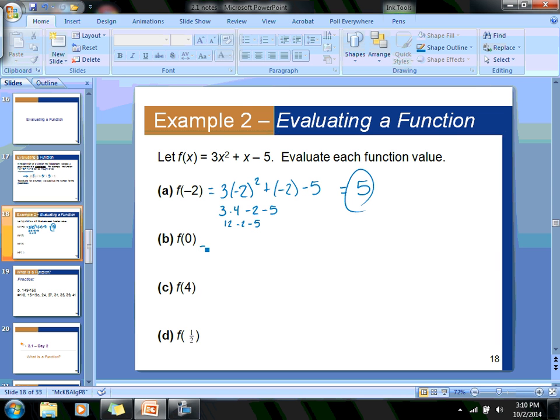F of 0, that should be very straightforward, to plug 0 into this function, or substitute 0 into the function. Anything times 0 is just 0, plus 0 minus 5, that's going to get us negative 5. F of 4 means we're going to substitute 4 into the function. So this will be 3 times 16 plus 4 minus 5. So 3 times 16, that's 48, plus 4 and minus 5 would get us a grand total of 47.